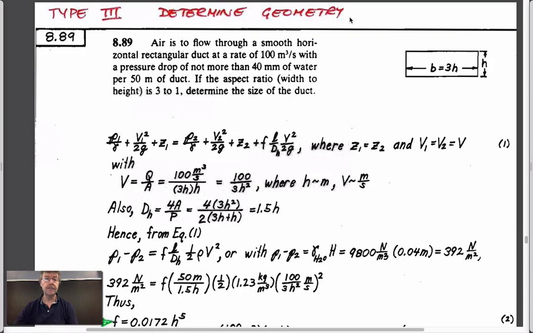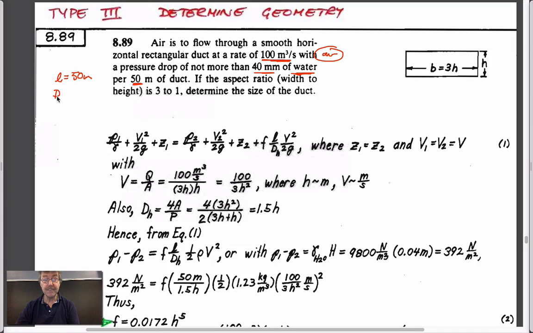But here's a question. You want air to flow through a duct. You want it to go through at 100 meters cubed per second of air. You want the pressure drop of not more than 40 millimeters of water, not air, per 50 meters of duct. So the length of duct is 50 meters.